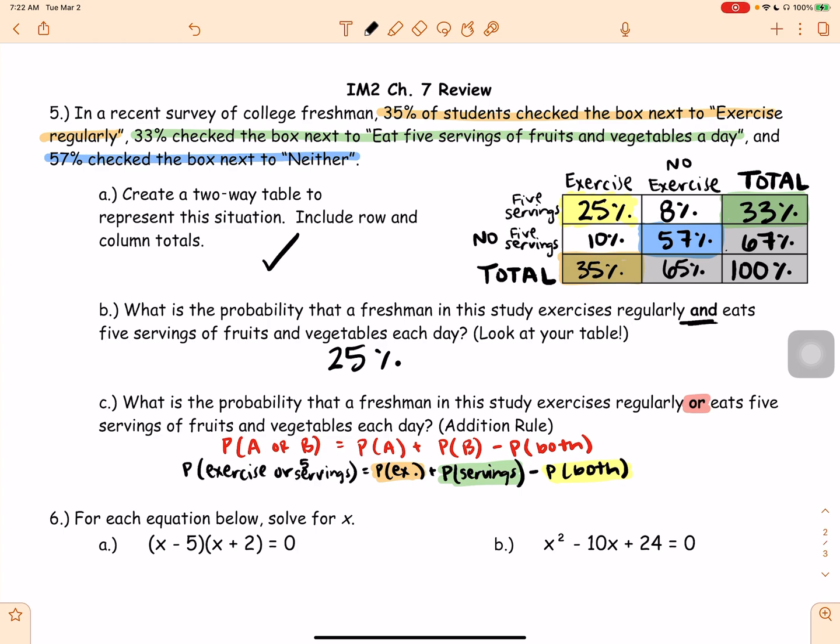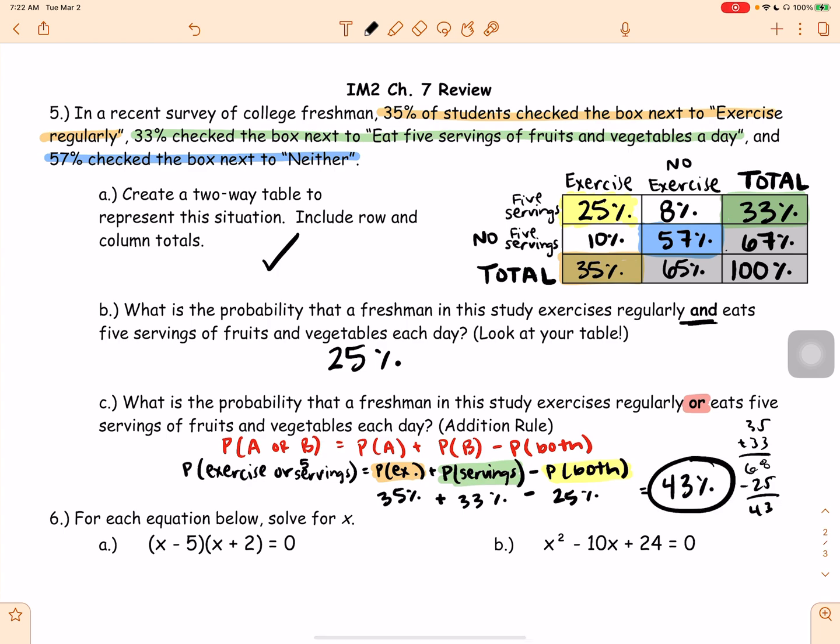So this is going to be 35% of students exercise plus the 33% who eat their 5 servings, but since they were double counted in each one, the students who do both were double counted in exercise and eating their 5 servings, we have to subtract that number out. 25% do both. So 35 plus 33 is 68 minus 25 is 43%. And that's your answer there.